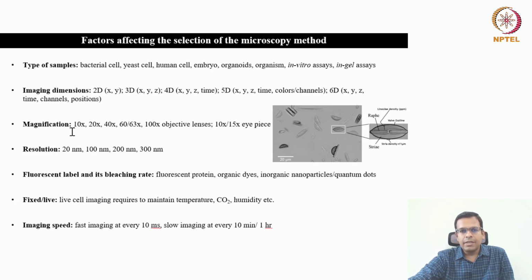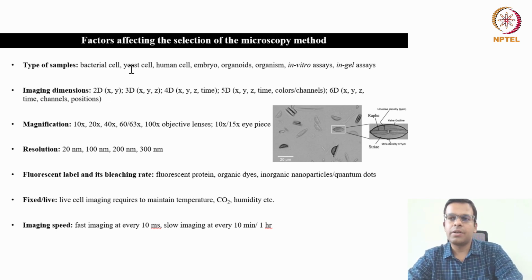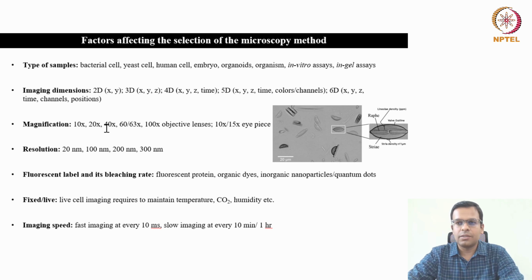So come back to this slide, and the third factor that you should decide is how much magnification is required. So as I mentioned, if you are working with bacteria or the yeast cell, you need higher magnification. You will generally work with 60x or 100x objective lens. But as you are working with human cells or the embryo or the organoids, maybe 20x and 40x objectives may serve the purpose. Okay.